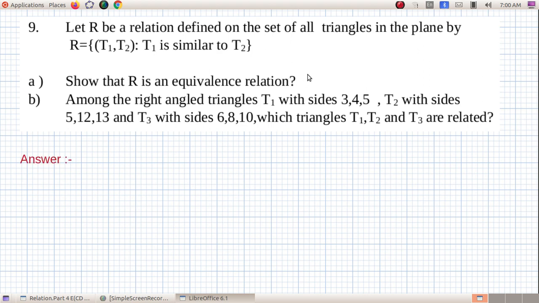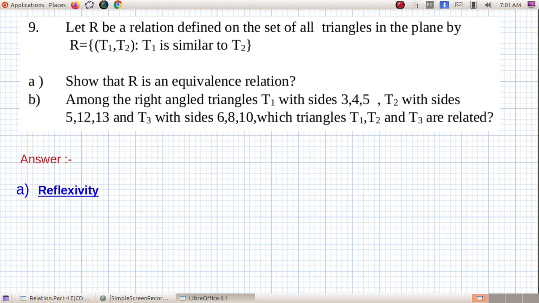For that, first we want to prove that the relation similarity is reflexive. When we say that two triangles are similar, their angles are same, their shapes are same. Size may vary, shapes are same. It means that angles are same.